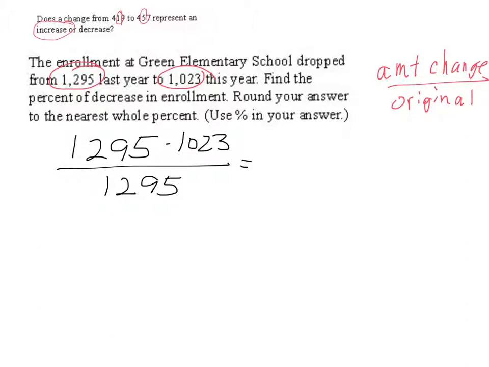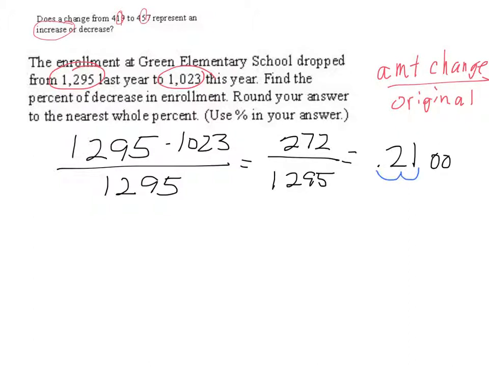So the difference in the numerator is 272. And we have to divide that by our original. And when we divide, we get 0.2100. Okay, so we don't care about the rest. So when they said round to the nearest percent, we multiply by 100, and we're going to get 21%. That one came out nice for rounding.